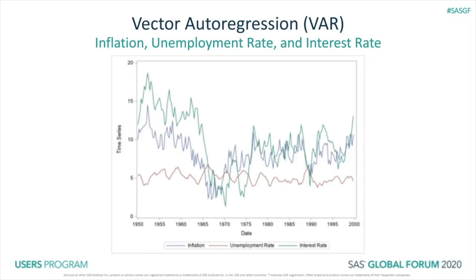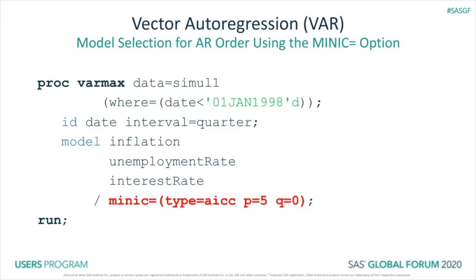Let's use an example to show what happens. Here is the plot of the inflation, unemployment rate, and interest rate. They are quarterly data, and plotted together, it's difficult to tell what the relationship between them is. So let's just put them in the vector autoregression. Here we use the procedure called PROC VARMAX.